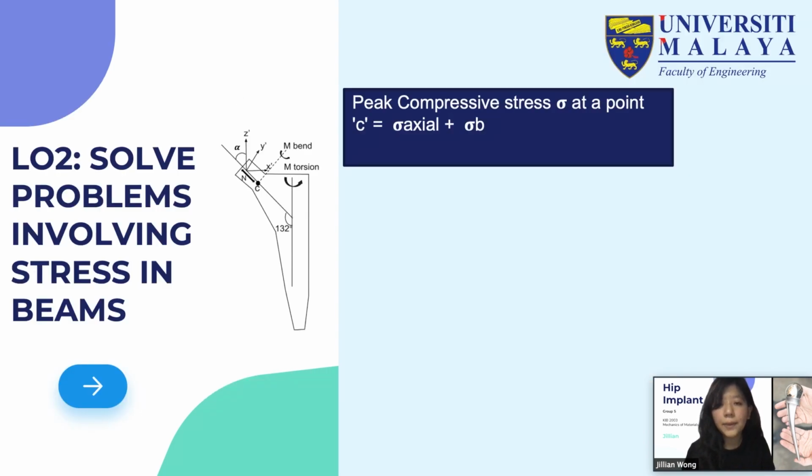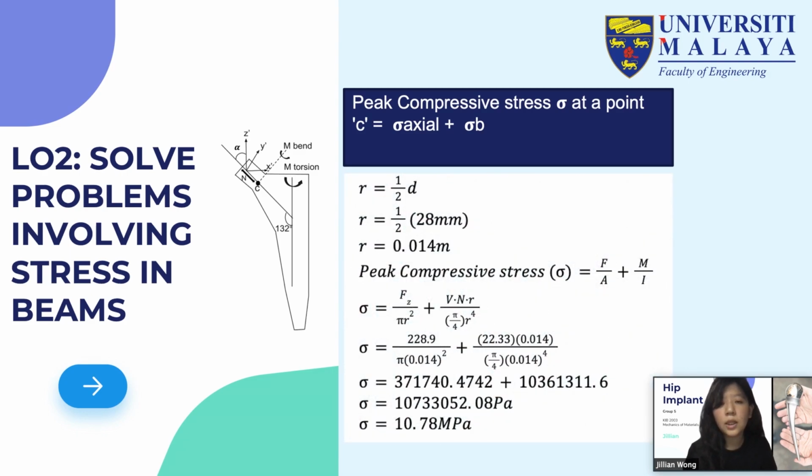Next, to calculate the peak compressive stress sigma at a point C, we find R equals half of the diameter of the head, which is 28 millimeters. Converting it to the SI unit, which is meter, we get R equals 0.014 meter. Next, substitute the values into the equation. Sigma equals Fz over pi R squared plus V multiplied by N multiplied by R divided by pi over 4 bracket R to the power of 4. Sigma equals 10.78 megapascal.